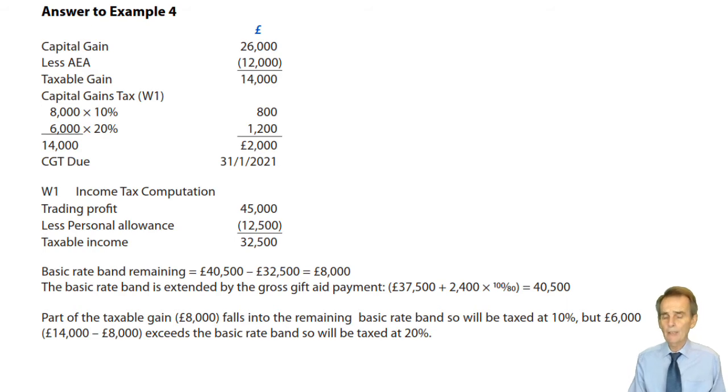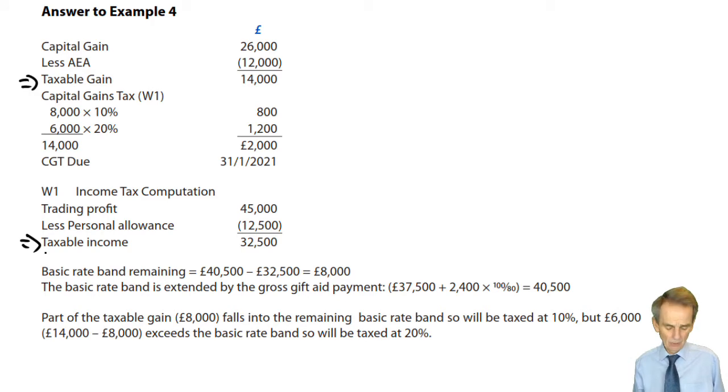Okay, well, hopefully again you incurred no major problems in establishing the correct answer here. What do we always do? We always need to establish the figure of taxable gain and the figure of taxable income.